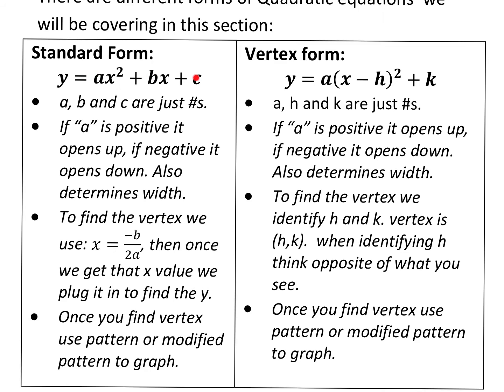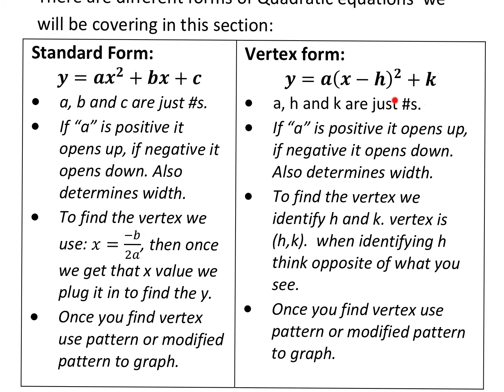These are just numbers. And if I asked you to graph a standard form equation, you would have to use the formula x equals negative b over 2a, and that'll give you the vertex x value, and then you plug it in to find the y value. That's the stuff that we've been doing for the past couple of weeks. It does take a while to graph a standard form quadratic trinomial equation, right?